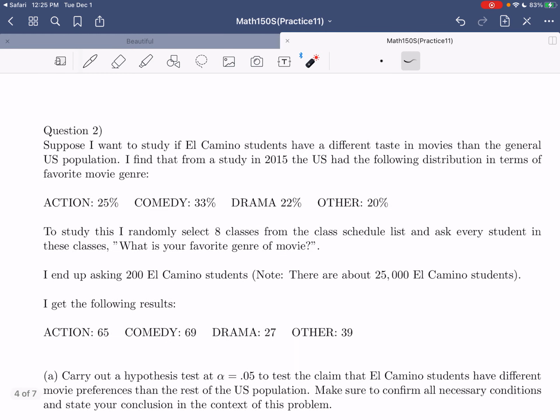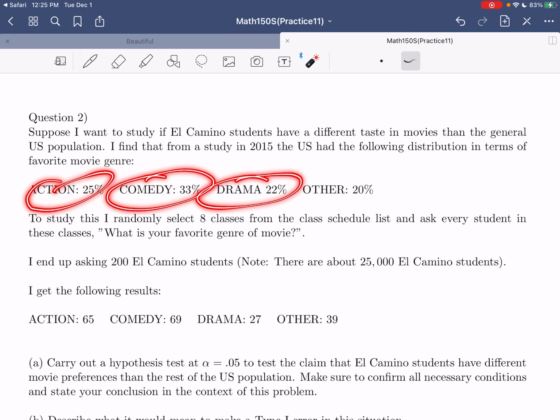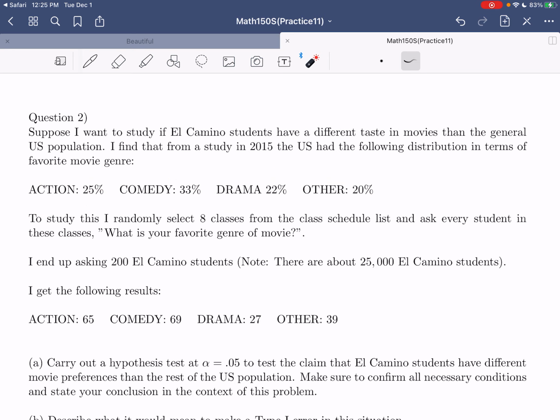So for question 2, we want to study if El Camino students have a different taste in movies than the general U.S. population. So we find that in a study from 2015 the U.S. had the following distribution in terms of favorite movie genre: 25% liked action, 33% liked comedy, 22% liked drama, 20% liked other.